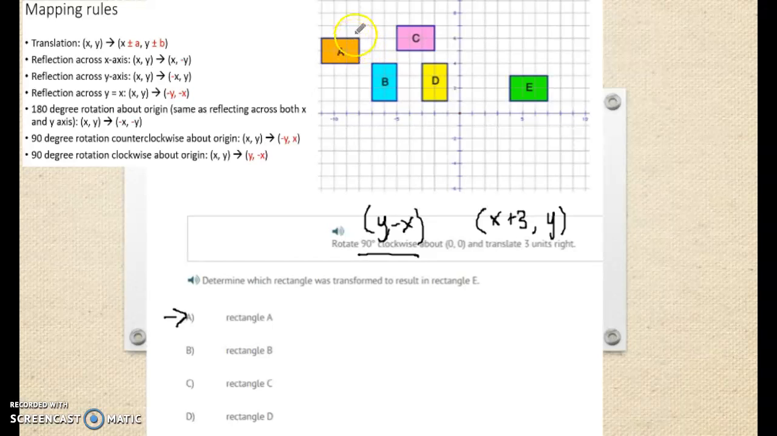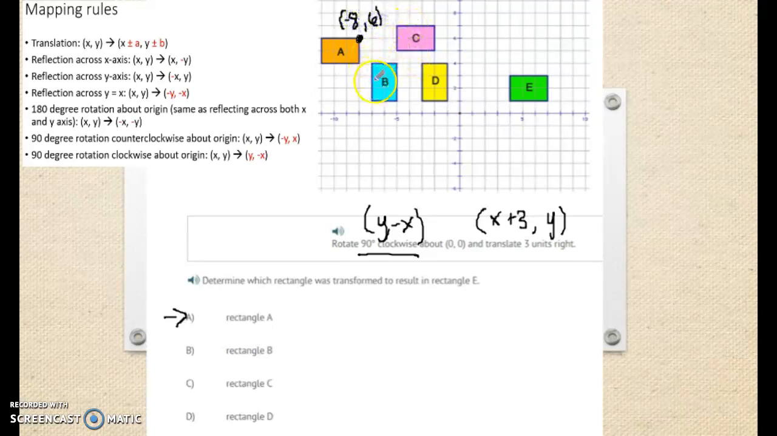So let's just start with any point on A. I'm going to start with this point up here. That point is located at maybe -8. I don't know, those are tiny numbers. Yeah, I think it's -8, comma 6. That's what we're going to go with.